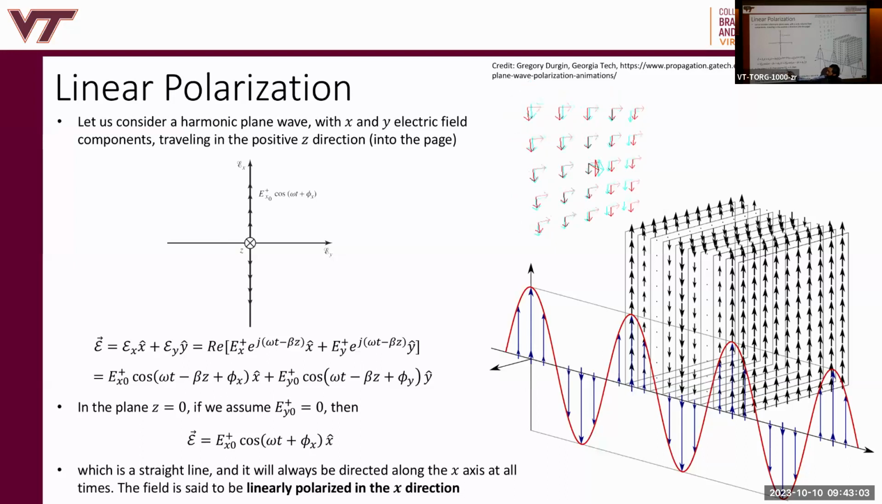Furthermore, we're going to assume for now that EY naught is equal to 0, so we have only one component, the EX naught component. So this is our electric field for this particular assumption. This is a straight line, right? There's only one component, EX, so there's no way that electric field can leave that x-axis, and it will always be directed along the x-axis at all times. We call that linear polarized in the x direction.